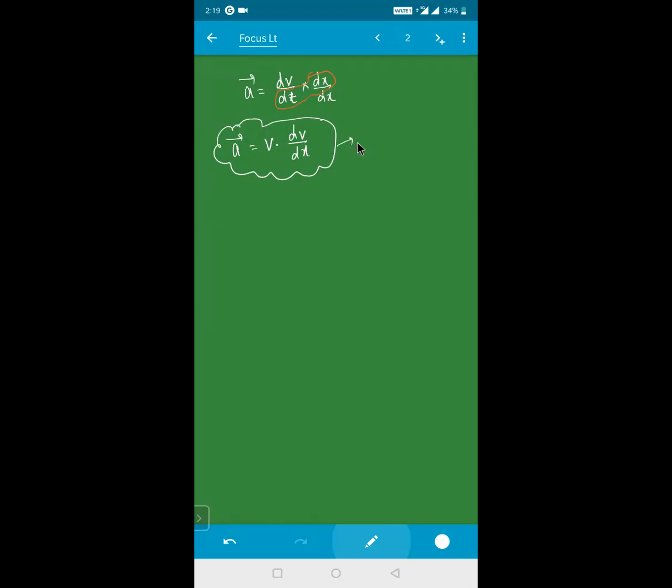Now, when acceleration is given as a function of, sorry, velocity, when acceleration is given as a function of velocity, then I'll be using the formula a is equal to v into dv by dx. So these are some of the formulas you should remember for the given conditions.